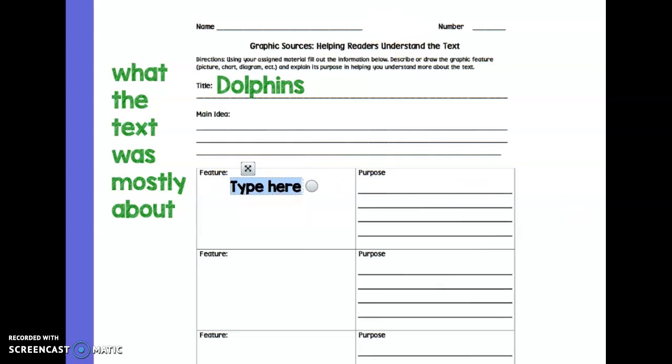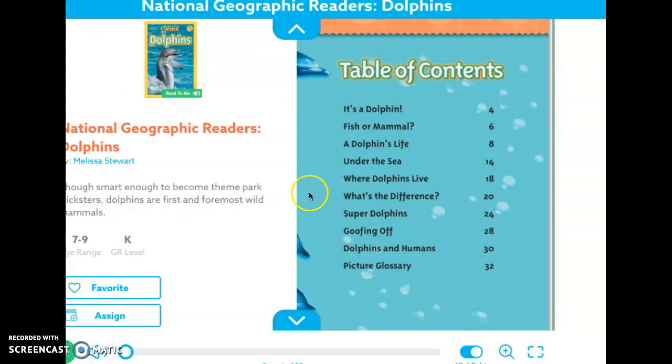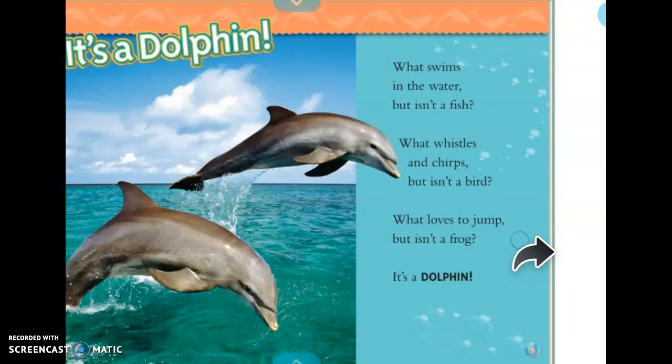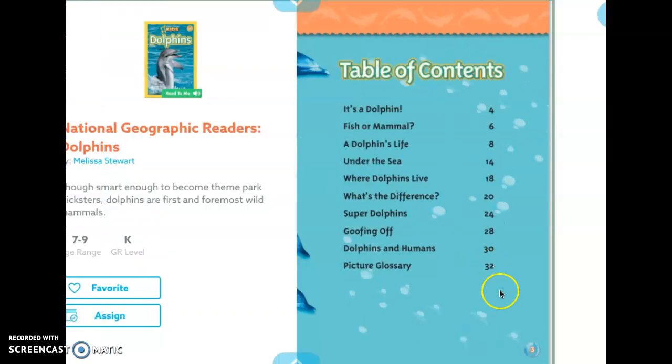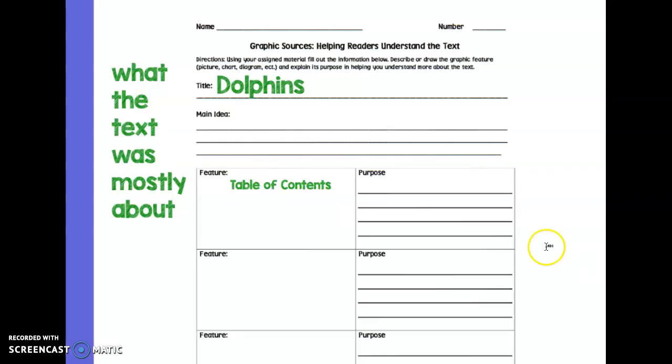The directions also say that you could draw your text feature as well, but since I'm on a computer, I'm just going to write, it was a table of contents. You could also challenge yourself and put what page number you found your features on. I'm going to go back and see, what page was that on? Oh look, it's missing the page number, but sometimes if I just flip to the next page, I can see if this page was 5, the one next to it must have been 4, and the page before that must have been 3. So my table of contents was on page 3.